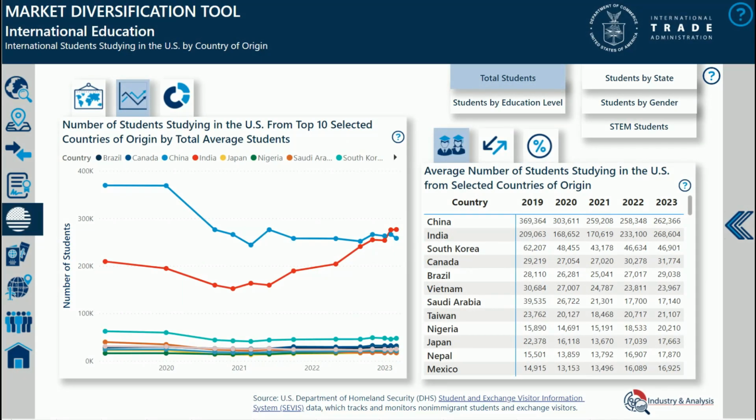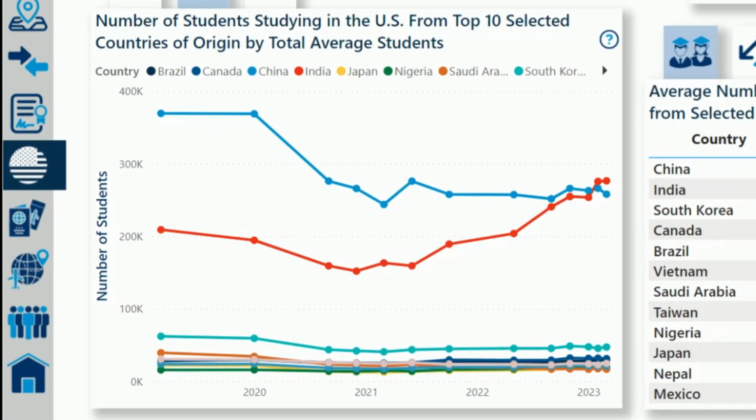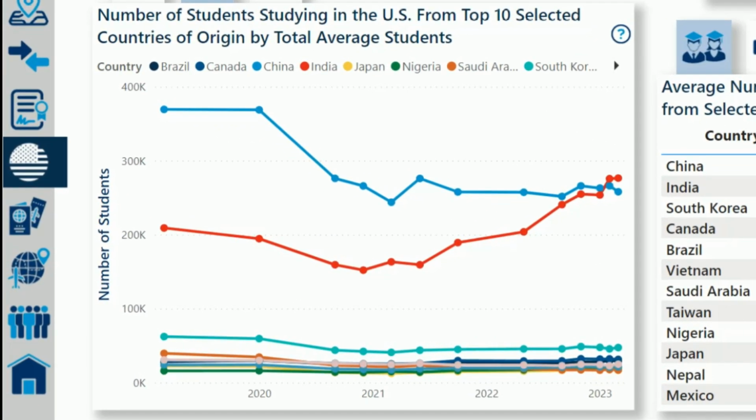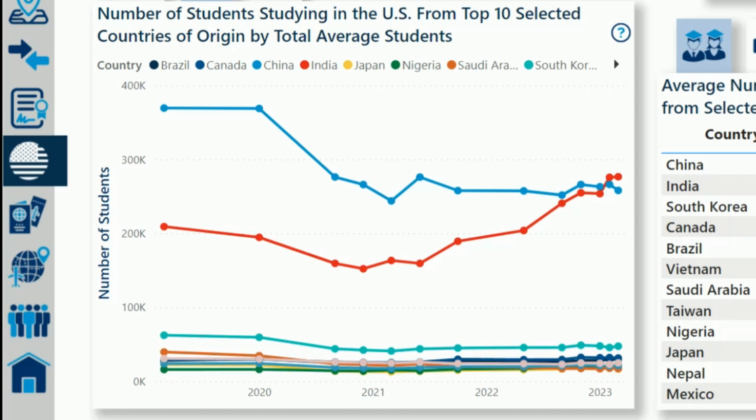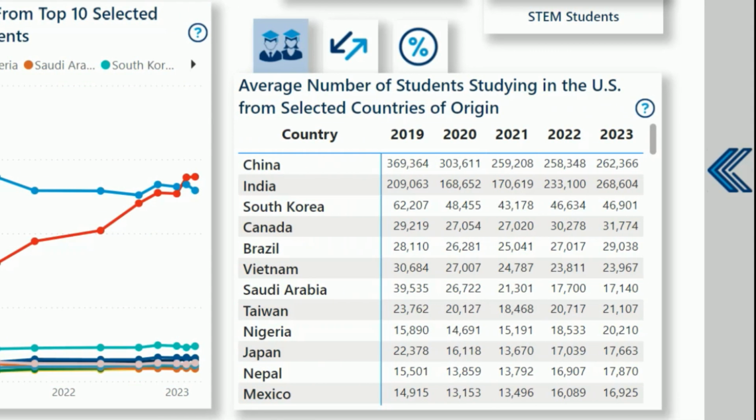The data from the Student and Exchange Visitor Information System is reported by month, but isn't reported every month. Some visuals, like the line charts, will show monthly data. Other visuals, like the tables, will show data based on the average annual number of students.